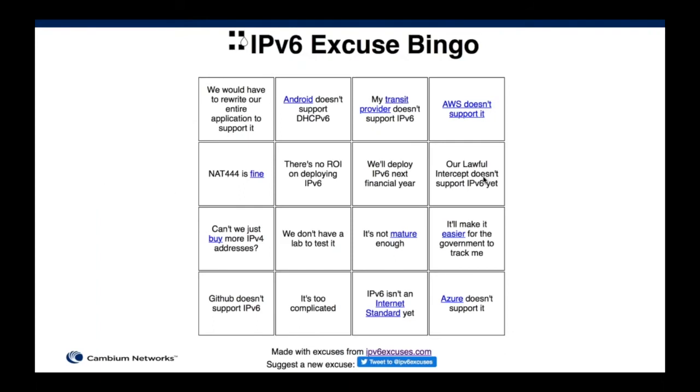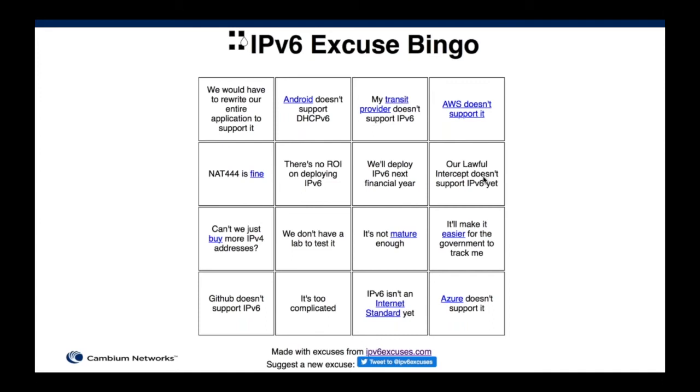Another thing, I really like this website. It is called IPv6excuses.com. It generates the IPv6 excuse bingo. So if you have any kind of discussion about IPv6, you can use this IPv6 excuse bingo and see what arguments are against the IPv6 migration. There are tons of them. First of all, it's too complicated. It is the number one excuse I usually hear about IPv6.